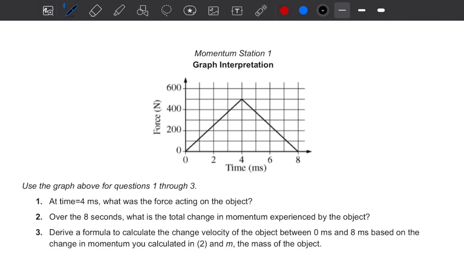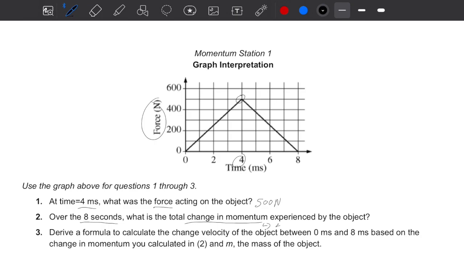With our force versus time graph, at time equals 4 milliseconds, what is the force acting on the object? So we're going to look at 4 milliseconds and go up to see where it meets the graph, go across, and that looks like 500 newtons of force at 4 milliseconds. Over 8 seconds, what is the total change in momentum experienced by the object?